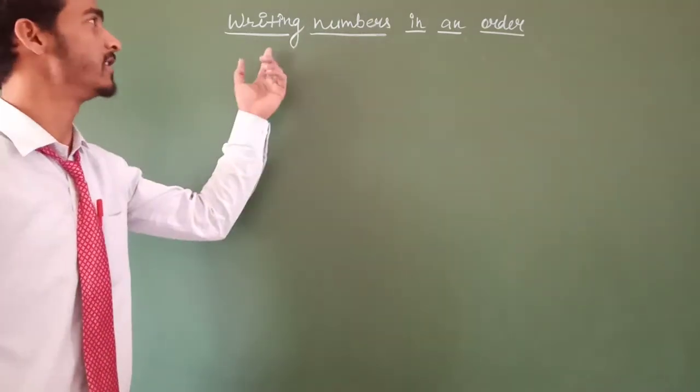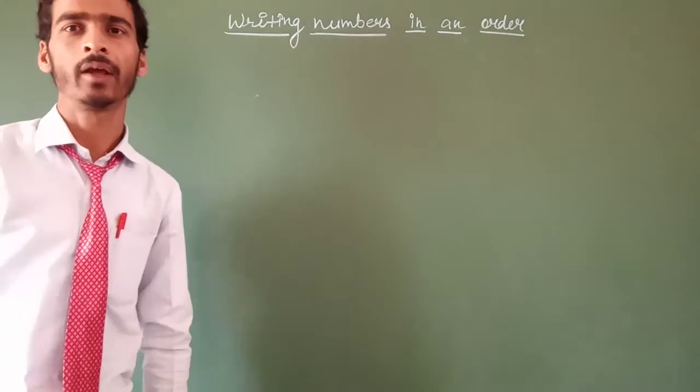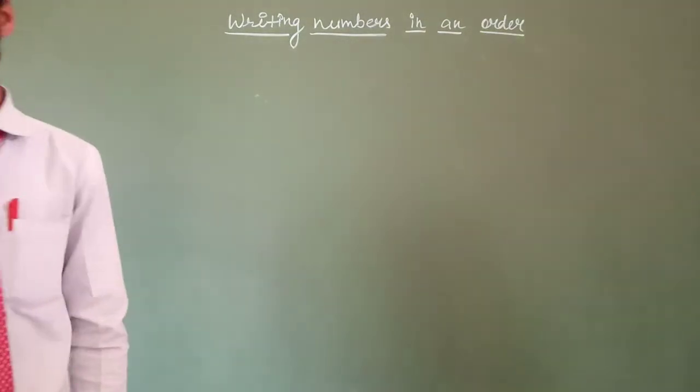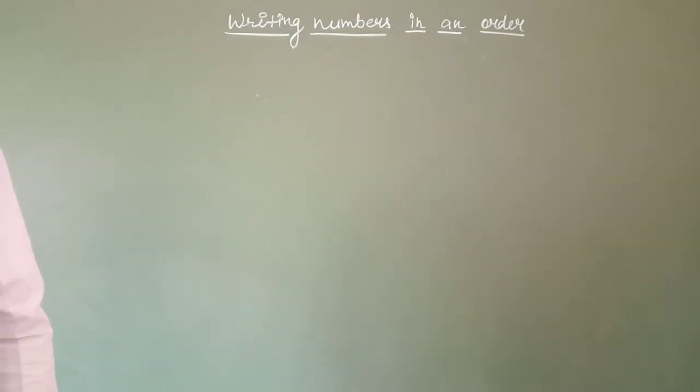Today our topic is writing numbers in an order and we have to discuss this topic. Let's take an example. The top 3 individual scores of an IPL series are given below. Arrange these scores in ascending and descending order.